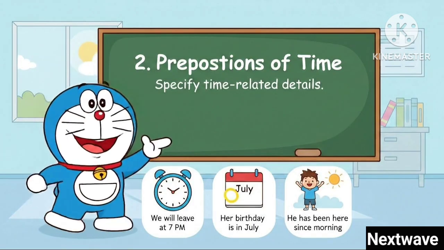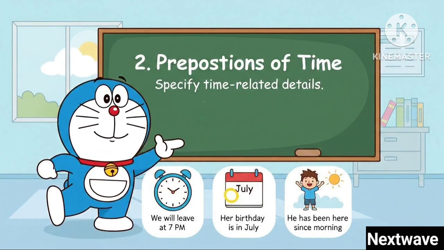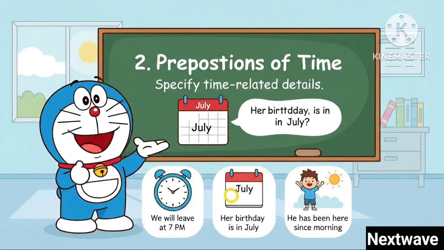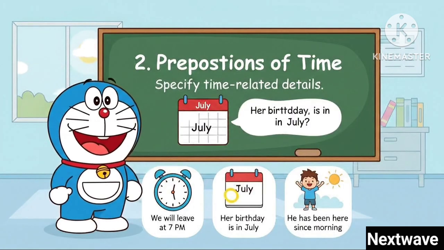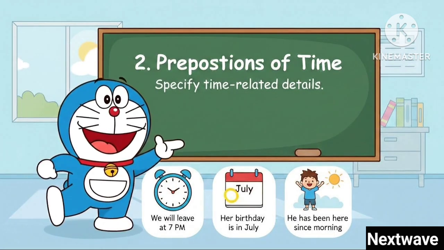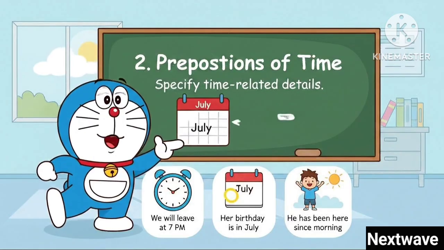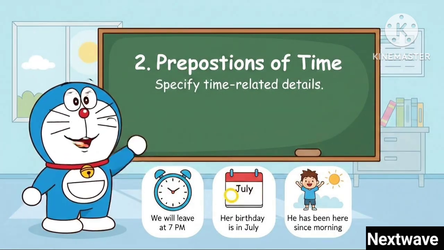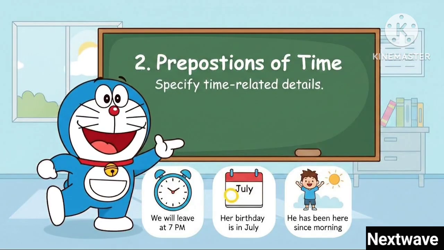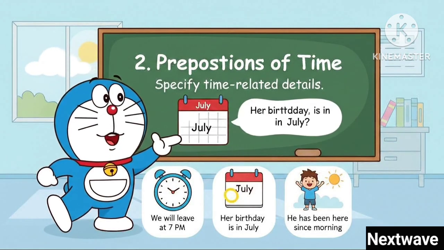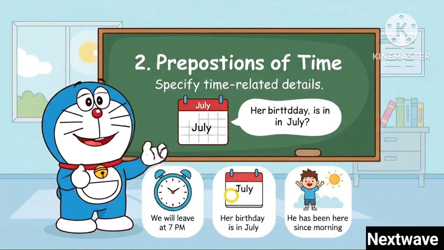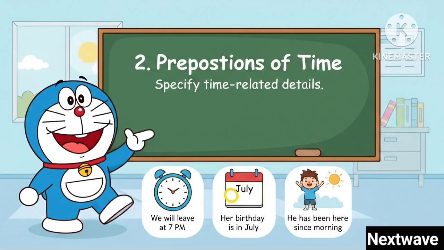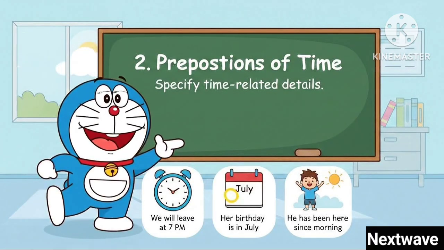Next type of preposition is prepositions of time. It specifies time related details. It shows time, day, date or period of an action. So at first, the first example, we will leave at 7 p.m. It shows when we will leave the place.